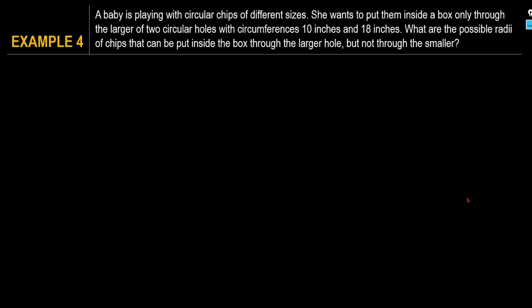Good. Very easy. Number 4. This problem is a bit tricky. Look at this. A baby is playing with circular chips of different sizes. She wants to put them inside a box, but only through the larger of 2 circular holes. The box has two circular holes, with circumferences 10 and 18 inches respectively. The question is, what are the possible radii of chips that can be put inside the box through the larger hole but not through the smaller?